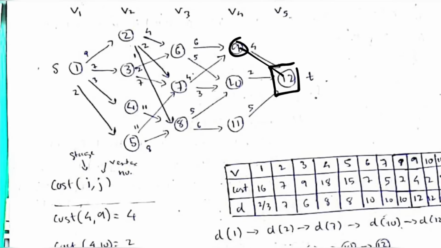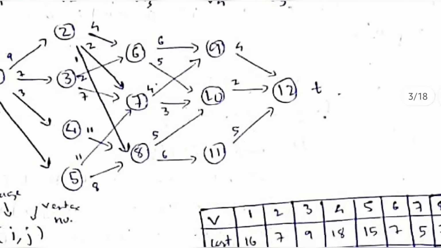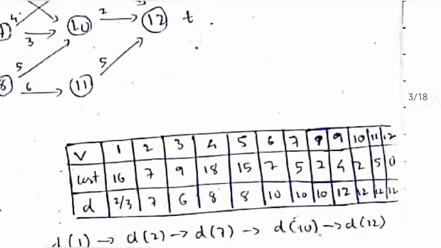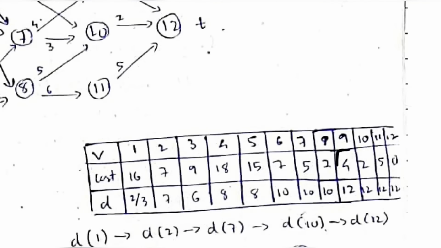This is the destination, 12. From 9 to 12, how much is required? See here, we have only one option, 4. So the cost of 9 is 4. Alright, that will be noted down here: this one, 4 and 12. The cost is 4 and the ending vertex is 12.